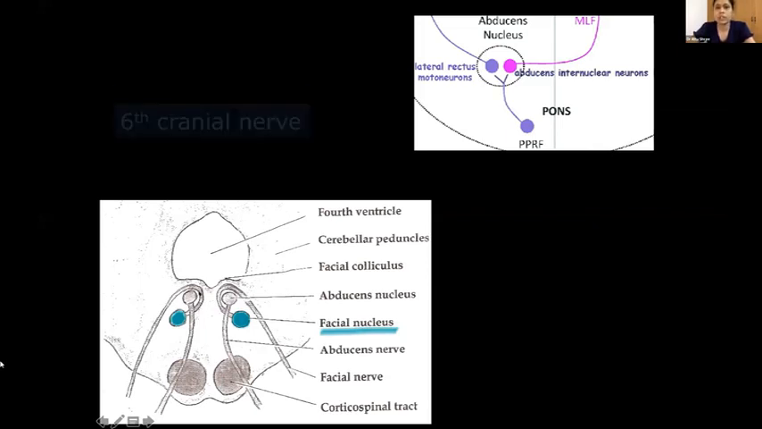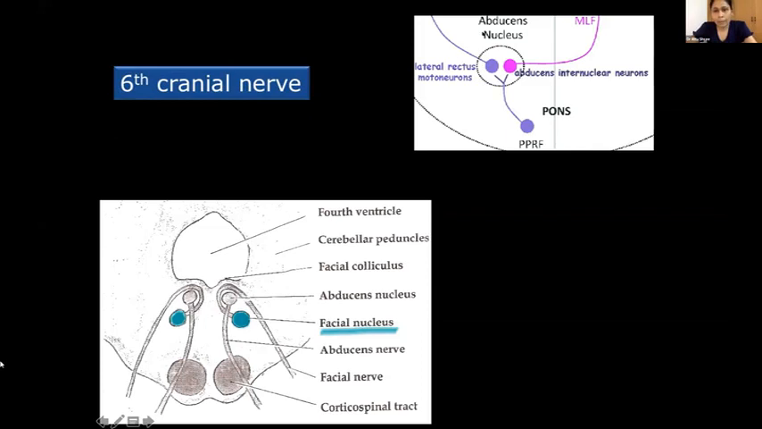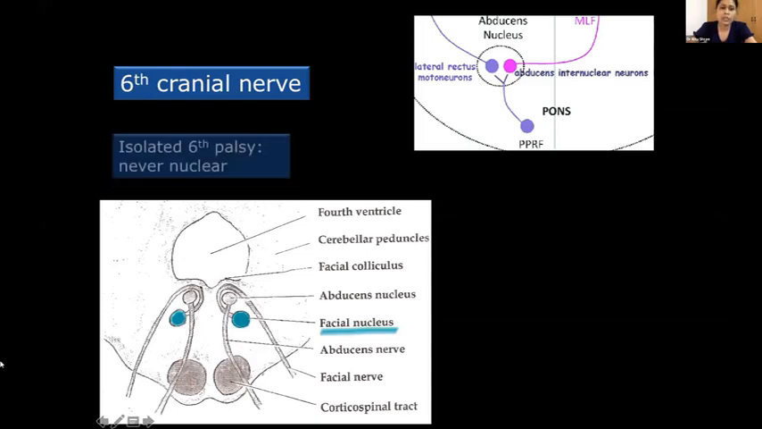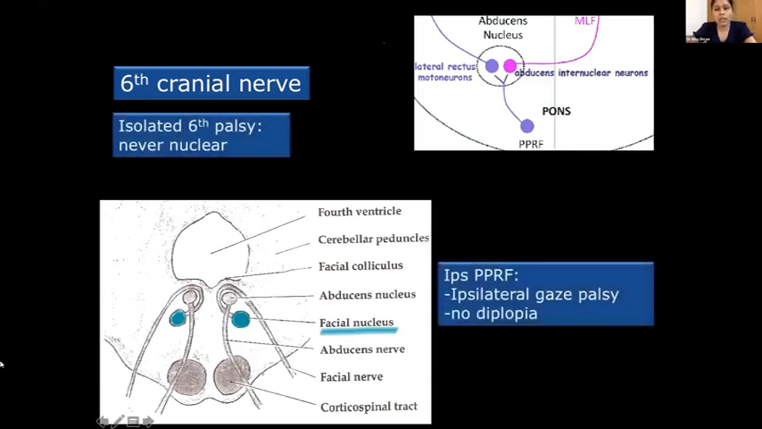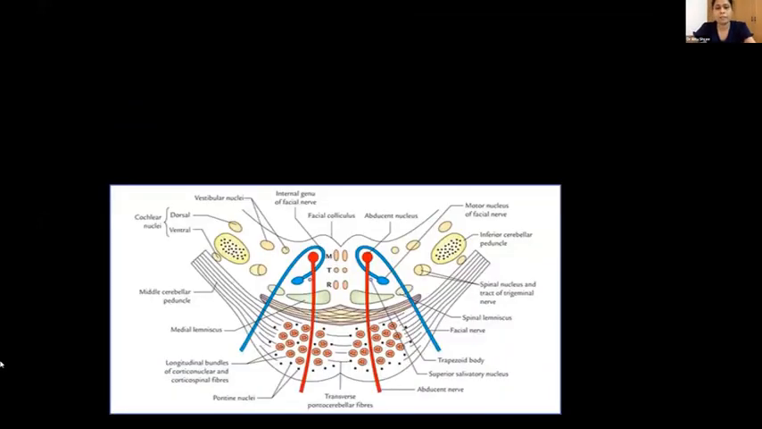The second point to note here is that the abducens nucleus contains lateral rectus motor neurons, which supply the ipsilateral lateral rectus, and it also contains interneurons which cross the midline, form the MLF, and go on to the oculomotor nucleus in the midbrain. So whenever a lesion occurs here, it will not lead to only ipsilateral lateral rectus palsy, it will also cause ipsilateral gaze palsy. And practically the patient never complains of diplopia because it's an ipsilateral gaze palsy.